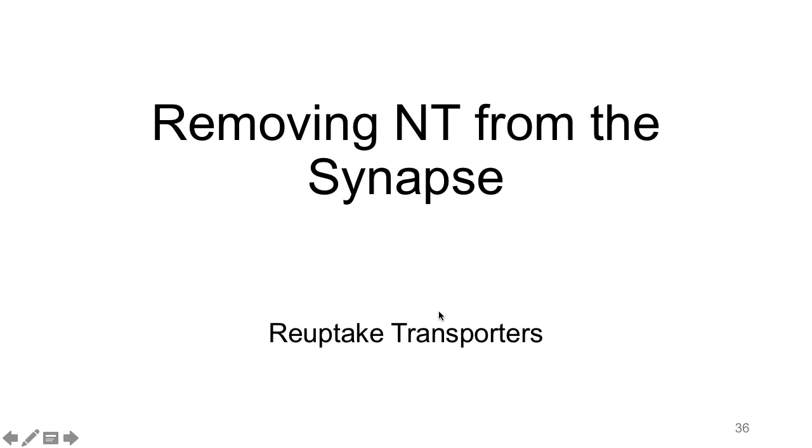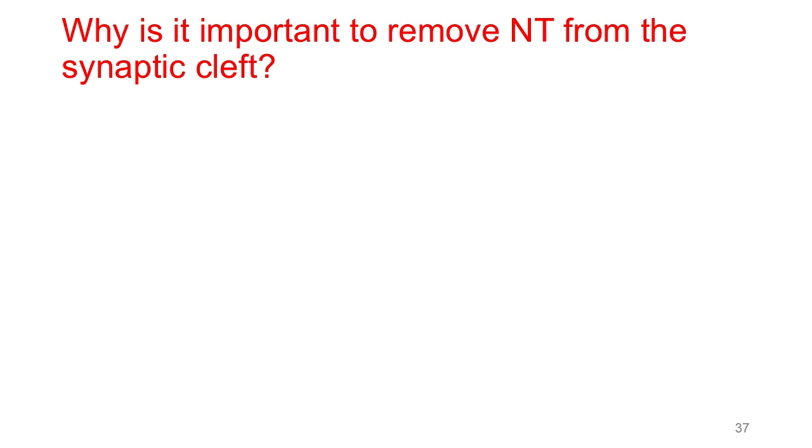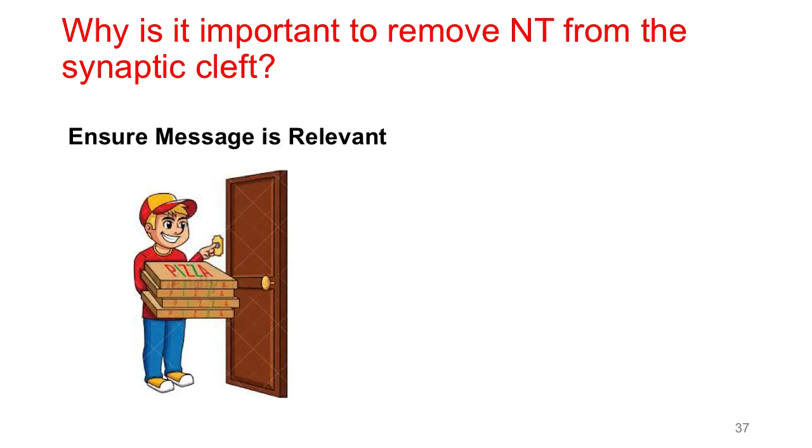In general, there are two ways of removing neurotransmitter from the synapse. The first is through reuptake transporters, and the second is enzymatic destruction. It's important to remove neurotransmitter from the synaptic cleft for two reasons. One, to ensure the message is relevant. We don't want postsynaptic receptors to be activated after the presynaptic neuron has stopped releasing neurotransmitter.